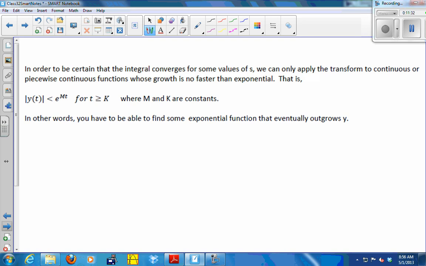So this is sort of like the formal mathematical way that we say it can't grow faster than an exponential. We say that this function has to always be slower, has to always be less than some exponential eventually. So this says for t is greater than some value k. So if you go far enough out in your t values, eventually some exponential function will outgrow your function. It's not very stringent, like you said, we don't have many functions that grow faster than exponentials.